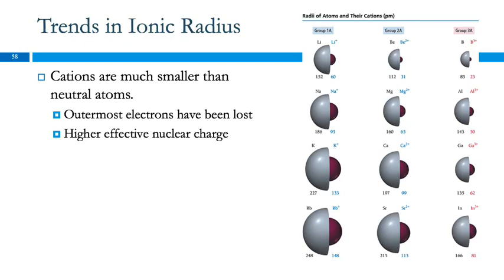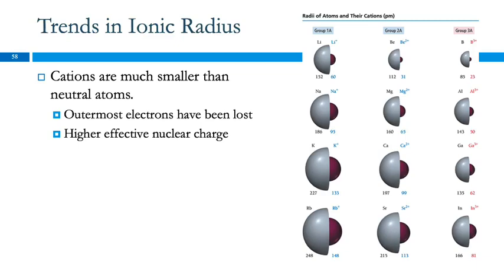And here, just for reference, we have the lithium atom, which has a radius of 152. The lithium ion has a radius of 60. It's less than half the size by removing one stinking electron.